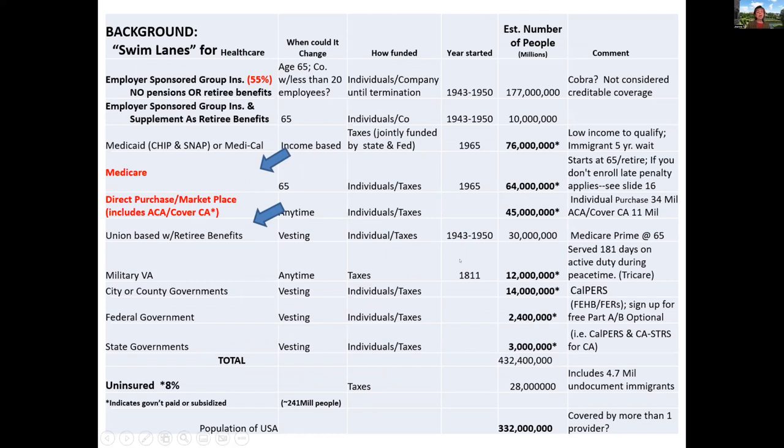Nice. So I want to spotlight a couple other things. The uninsured in America is down to 8%, but that is still 28 million people. I also want to spotlight how much the government is actually paying for or subsidizing, so I bolded the numbers. They are paying for 241 million people's healthcare insurance. So out of 332 million, 241, the government is subsidizing a ton. Okay, so enough about the background.